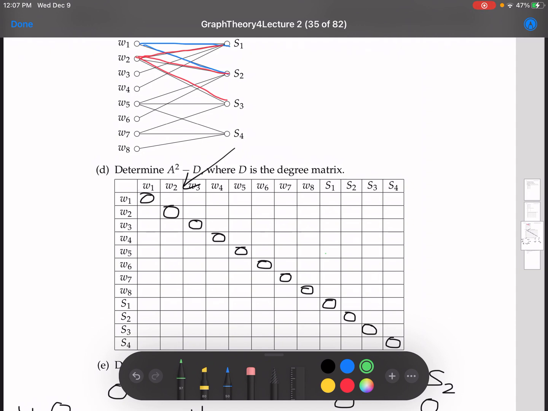So let's see, how many two-edge walks are there from W1 to W2? Well, we can see one of them right here, going there and there. That's one two-edge walk from W1 to W2. And here's another one, going from W1 to W2. So we have two two-edge walks from W1 to W2. Using symmetry, we know there's a 2 there as well. There's two two-edge walks from W2 to W1.